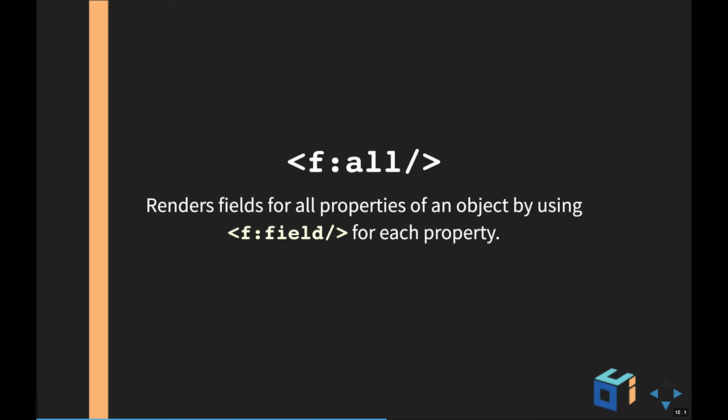Then we have the f:all. That will simply interrogate the bean that is about to render. But as I said, it only works on domain classes because it can do a query to persistent properties, and that's what it uses to render a field for each property. And you can add an exclude to it, so you can exclude some of the properties that you don't want shown in that list, or you can change the order by providing a list of properties in the order you want it.